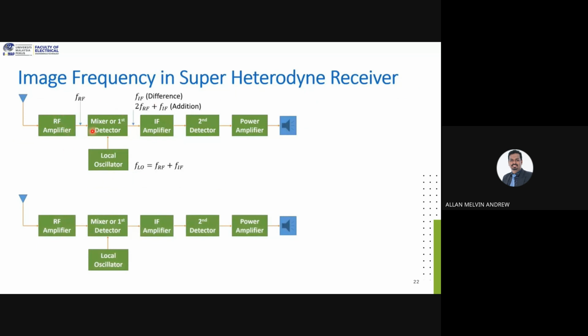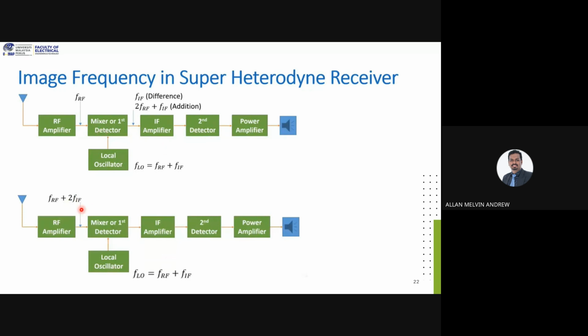We can see all this is happening at the same time. Earlier we saw this condition: if the input here is FRF, then we will get this equation. So what will happen if in the beginning we have a different frequency? Let's say here instead of FRF, we have FRF plus 2 FIF. Here FLO is FRF plus FIF, so you need to add these two together.